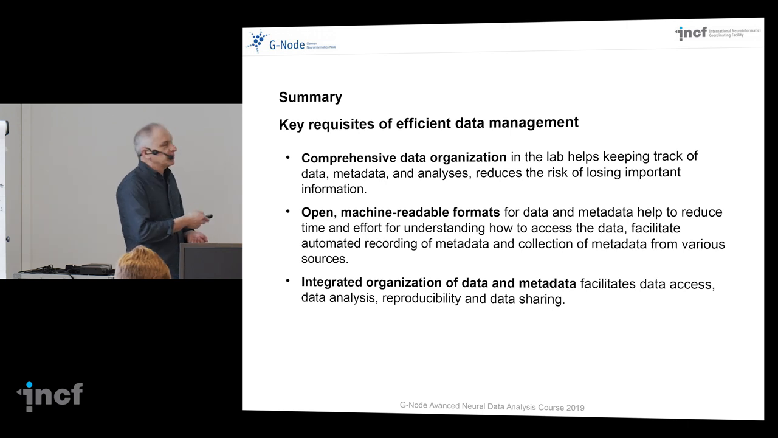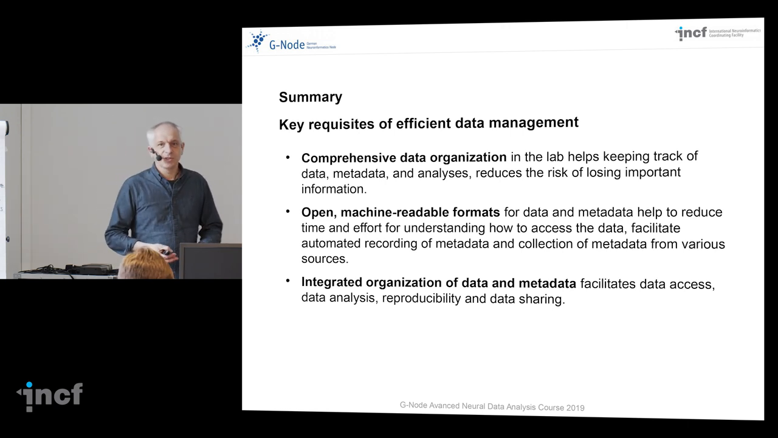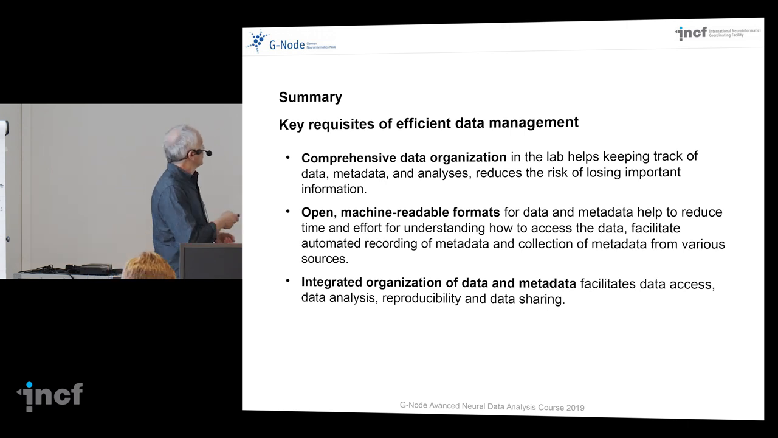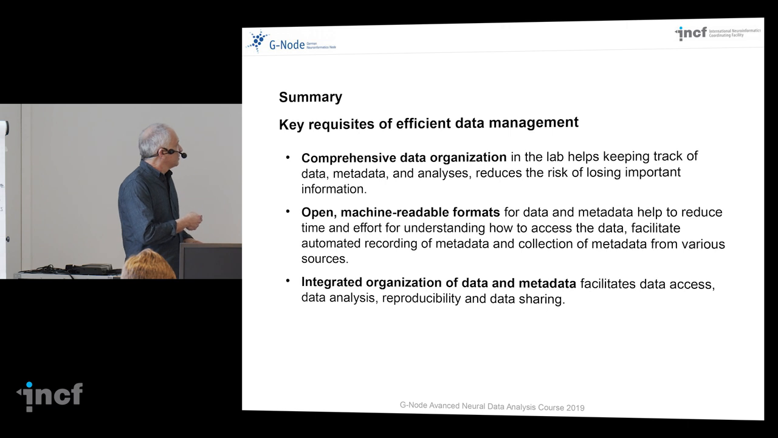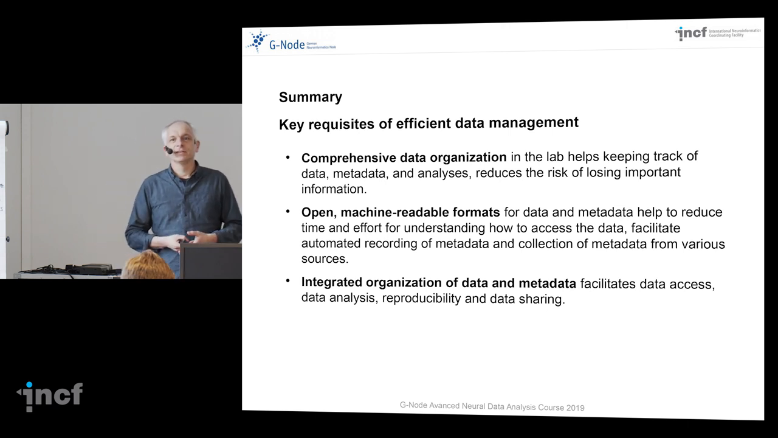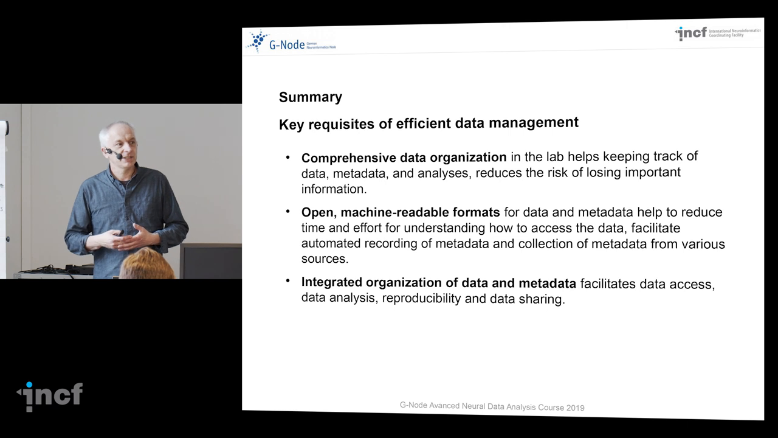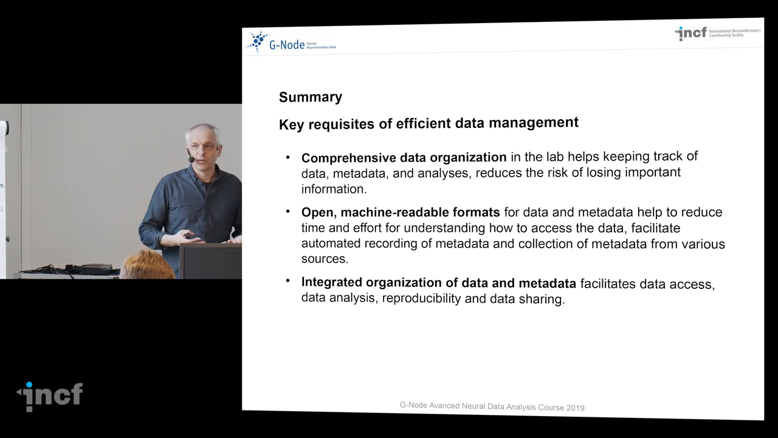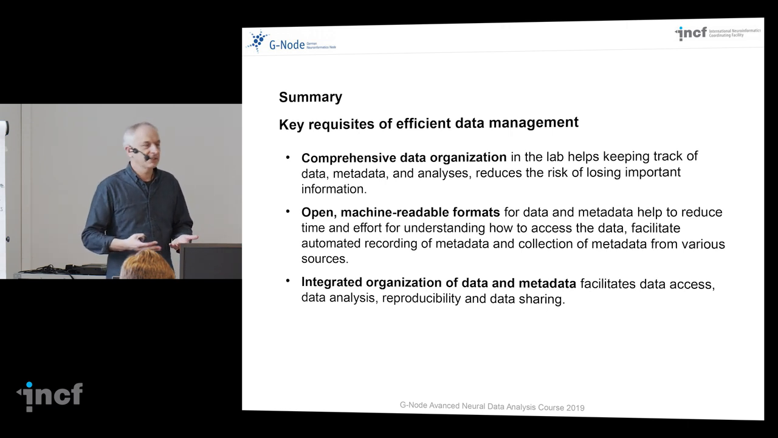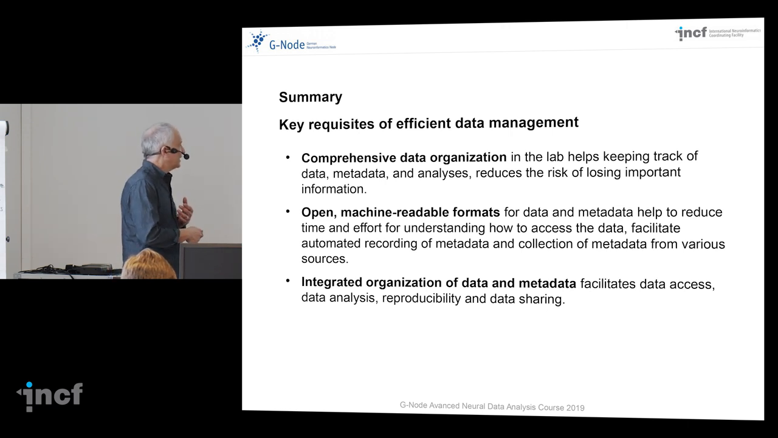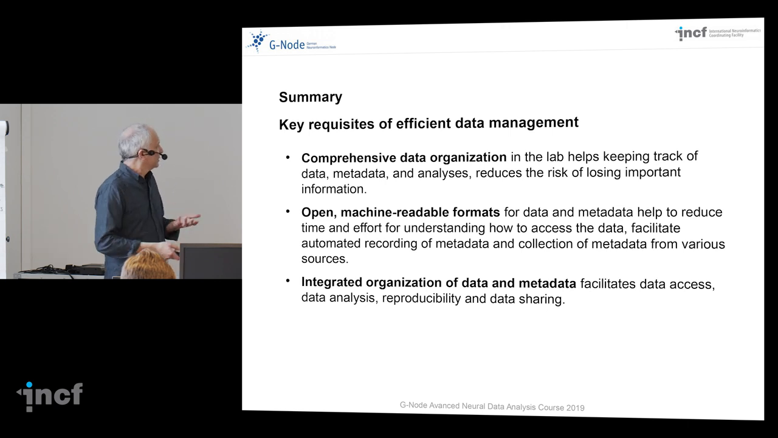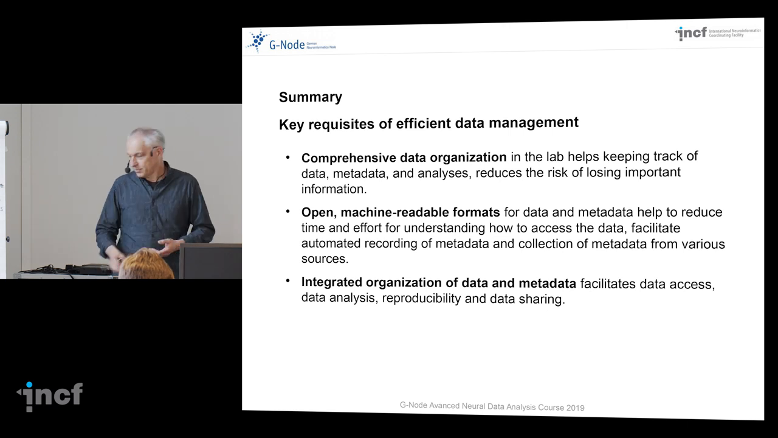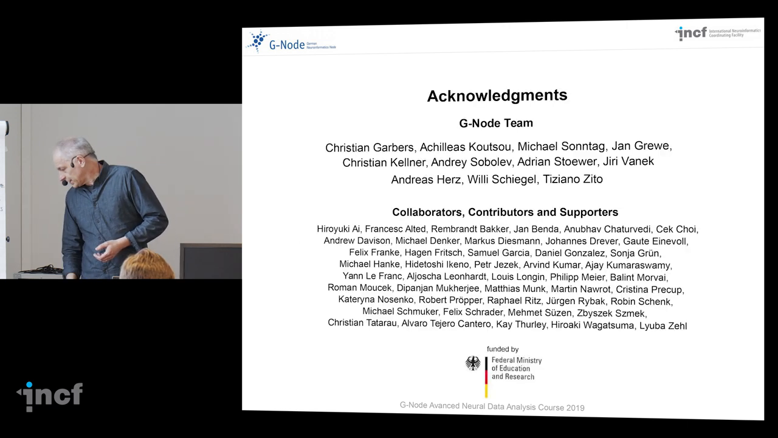And for that, open and machine readable formats are very useful because they can help to automate things, and also integrated organization of data and metadata is very useful because it provides the information of which metadata belong to which data. It helps in data analysis, it helps in achieving reproducibility, and of course it also helps in sharing the data. And with that, I'm at my end.